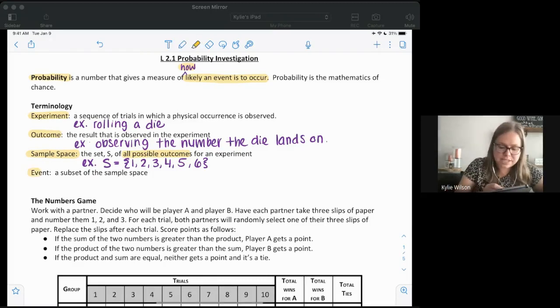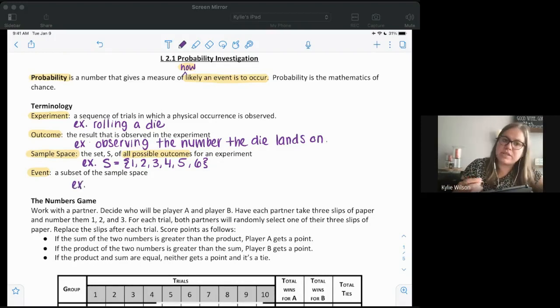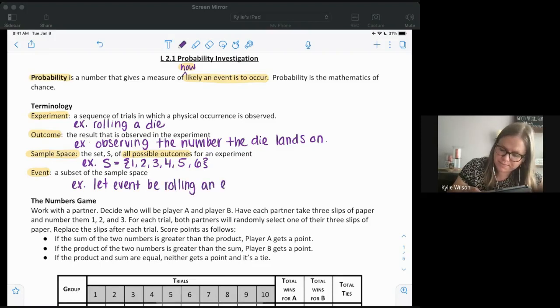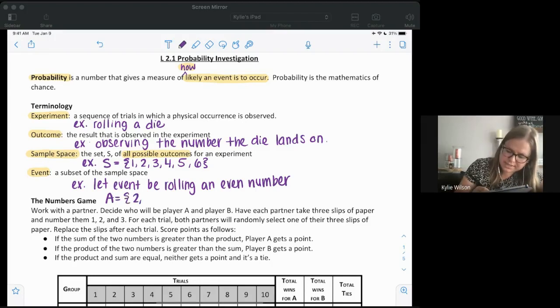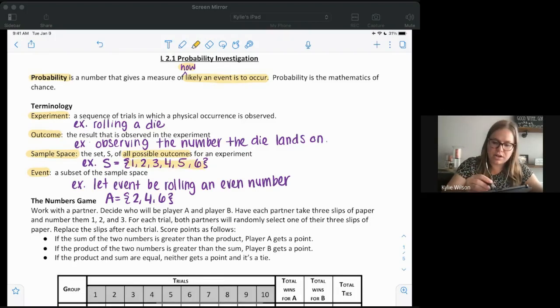Finally, the last one is an event. And this is a subset within the sample space. In other words, we're looking at some specific outcomes. So we'll define our event, and that event will consist of a few of these specific outcomes. So for example, we could define our event A. Let event A be rolling an even number. So the number of ways A could happen is I could roll a 2, a 4, or a 6. Now you'll notice that 2, 4, and 6, that is a subset of our sample space up here, right? We just took 2, 4, and 6 from that set and we made our own little subset.